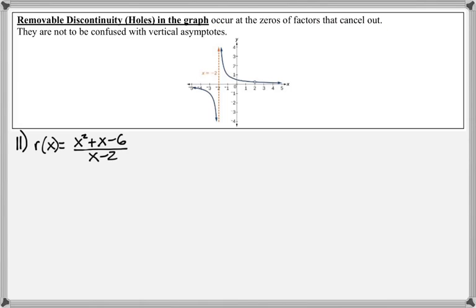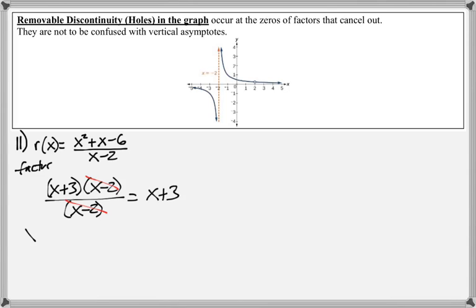So let's look at number 11. We can really look at the factors that cancel out by factoring. The top factors to be x plus 3 and x minus 2. The bottom I'll leave as x minus 2. So these will cancel out, and you're left with just x plus 3.